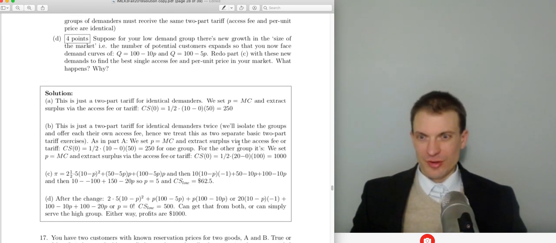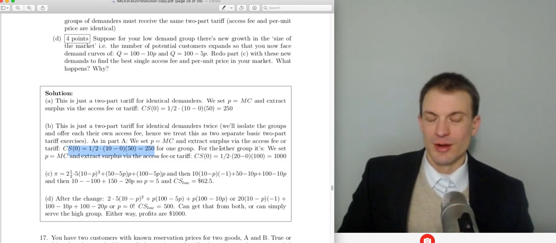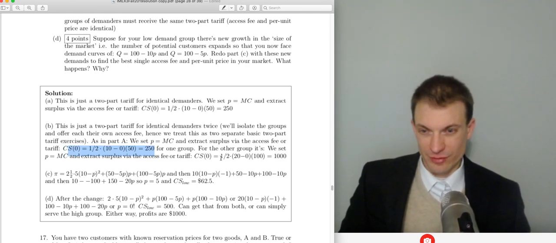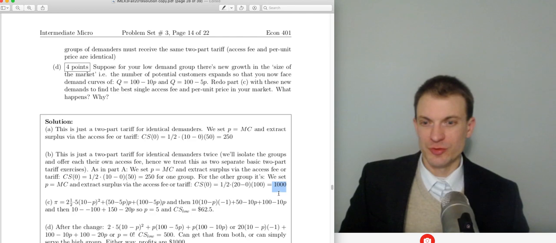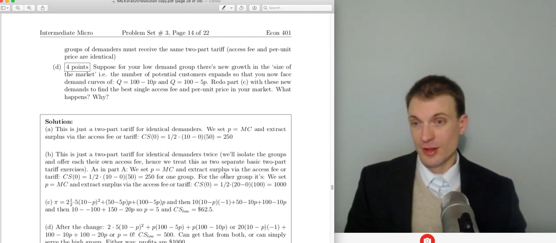All right, so price is equal to marginal cost, which was 0. So we had 250 for the first group. And then we just need to find the area under the second curve. So 1/2 times 20 minus 0, times 100, gives us 1,000. So this is where you're able to isolate those two demanders and give them each their own two-part tariff.